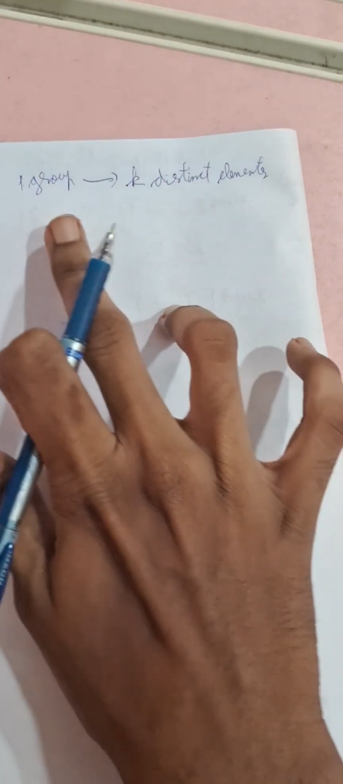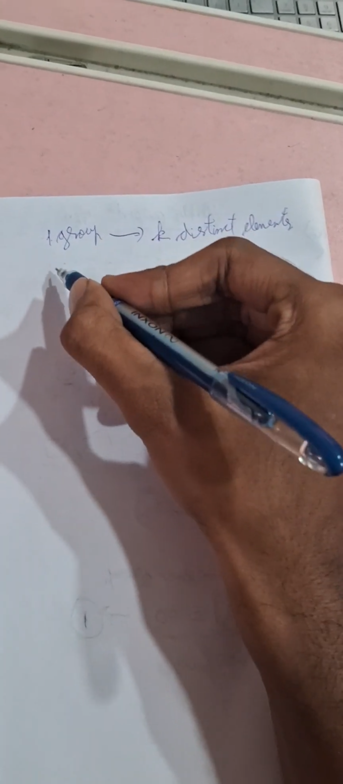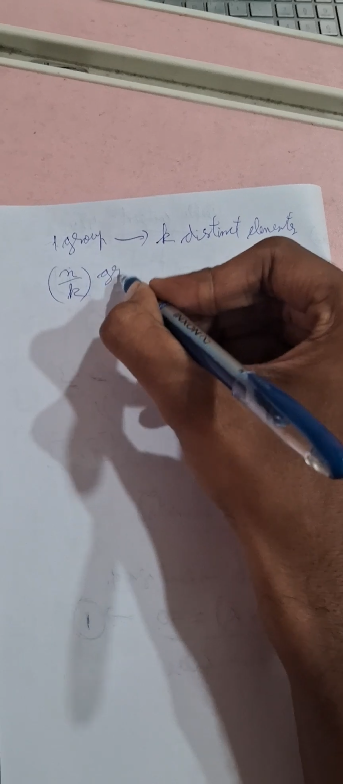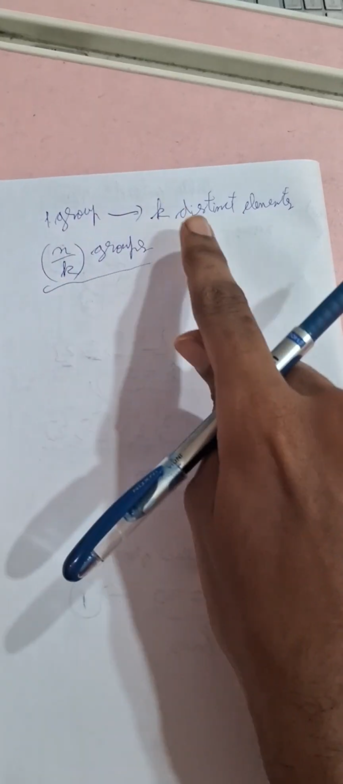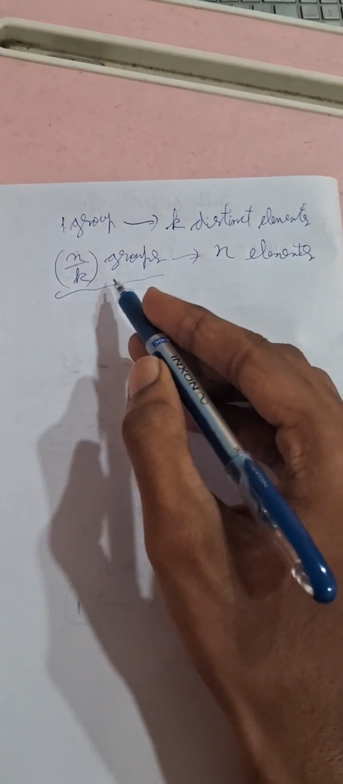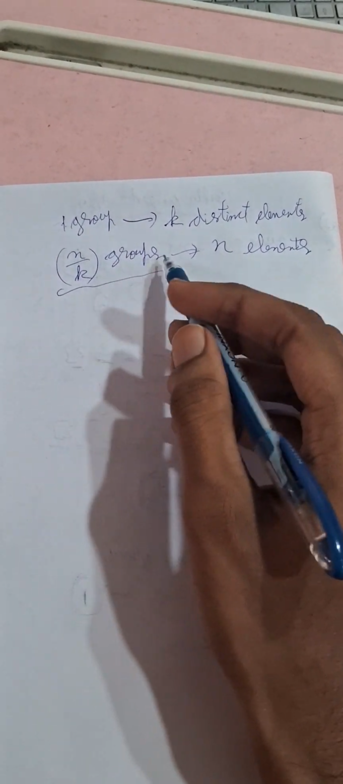Okay, so one group will consist of k distinct elements. So that means in total we can form n by k number of groups. Okay, is this clear? See, each group will contain k number of distinct elements. Okay, how many elements total we have? We have total n elements. So therefore we can form n divided by k number of groups.